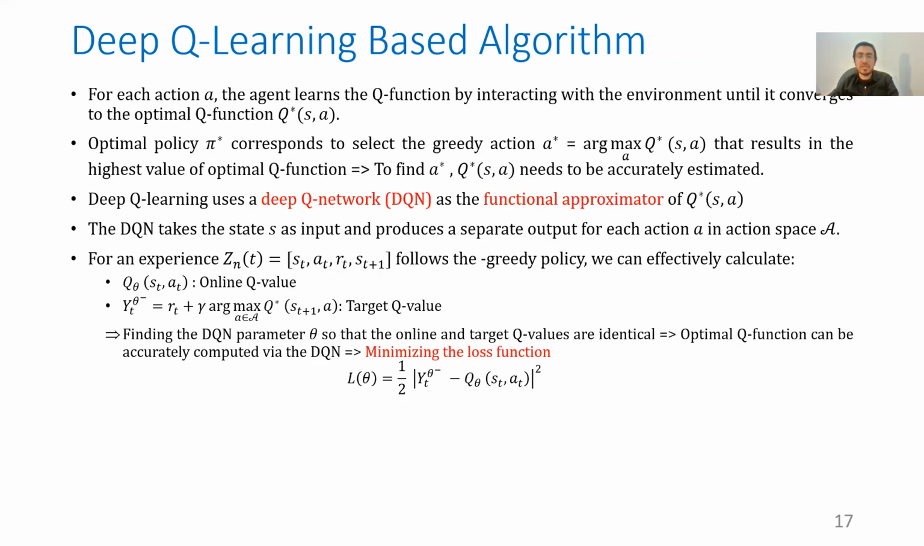So in Q learning, if we can accurately estimate the Q values, the optimal policy would be to take the action in each state that maximizes the Q value, or that maximizes the return. So basically, we use deep Q learning, which uses a function approximator for the Q values. It consists of a neural network that takes the state as the input and outputs the Q value of each of the possible actions.